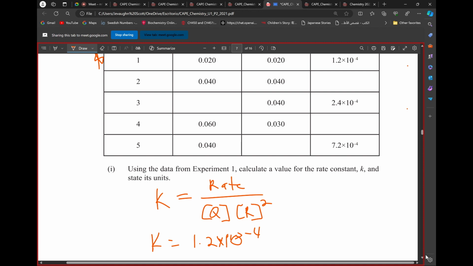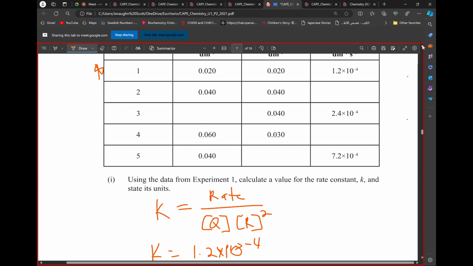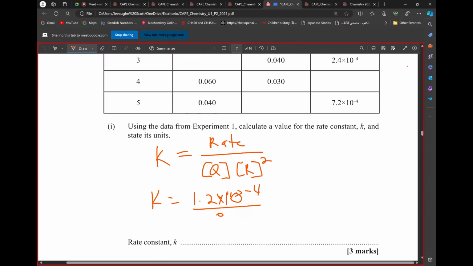Right, and all we're going to be doing now is just dividing it by, wait, is that the one you're looking at? Okay, that's the one that we have to look at. 0.02 squared. This is 0.02 squared. Yes, sir. So plug that into your calculators and see what comes out.